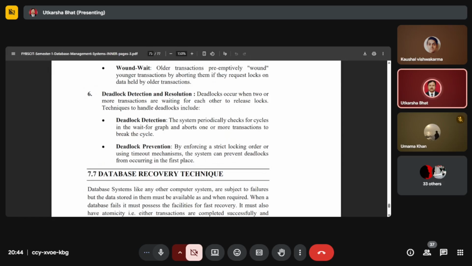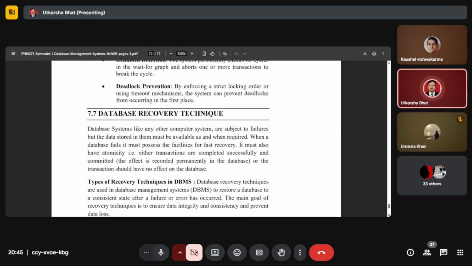Deadlock is handled using different techniques: deadlock detection and deadlock prevention. How does detection work? The system periodically checks for a cycle in the wait-for graph and aborts one or more transactions to break the cycle. And what is prevention? By enforcing a strict locking order or using timeout mechanisms, the system can prevent deadlocks from occurring in the first place.